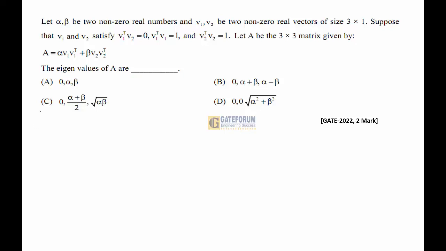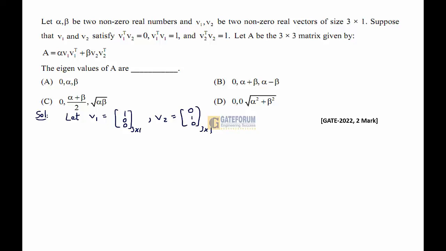So, solution. I am considering in this problem particular 3 cross 1 column vectors v1, v2. Okay. So let v1 is equal to 1, 0, 0. This is a 3 cross 1 column vector, comma v2 is 0, 1, 0, also 3 cross 1. Some results can be obtained by considering particular cases, particular examples only.